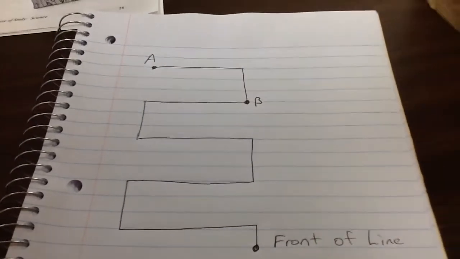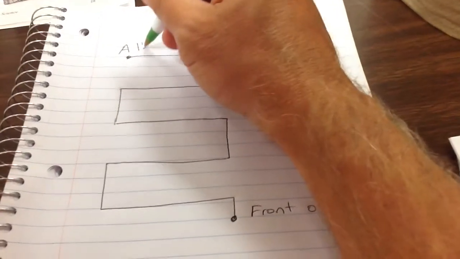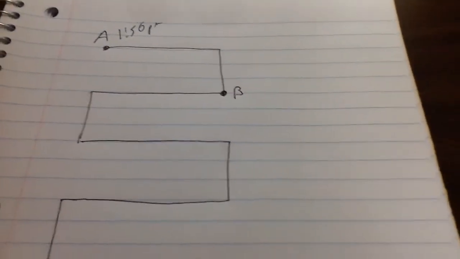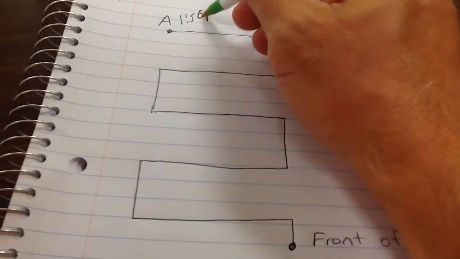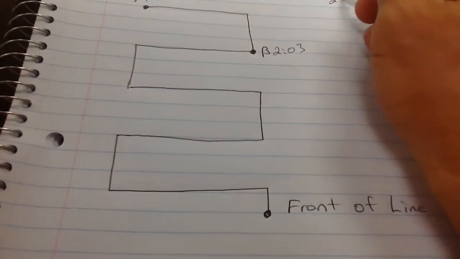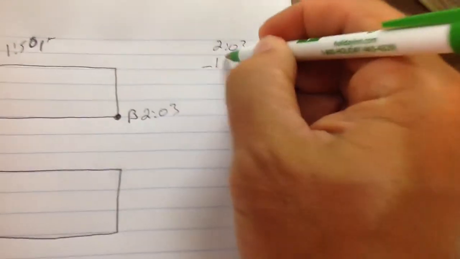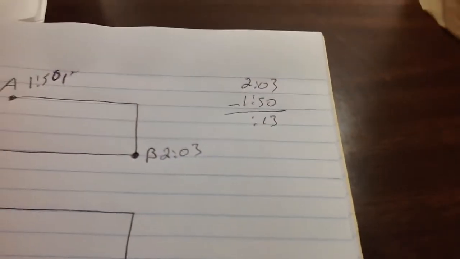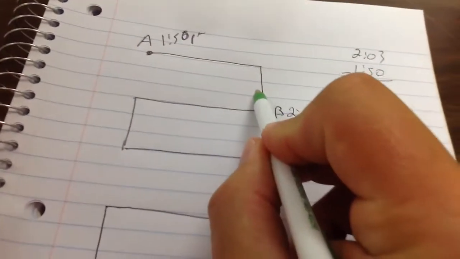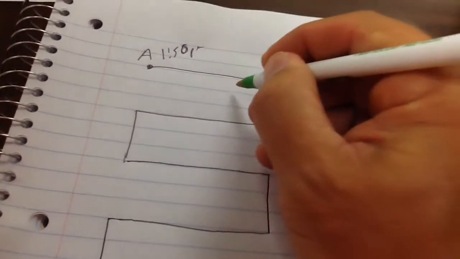So I've kind of rewritten the diagram right here. She starts right here at 1:50 p.m. We know at point B it is 2:03. So from 2:03 minus 1:50, that is going to be 13 minutes. So it takes 13 minutes to get to each route, so 13 minutes.